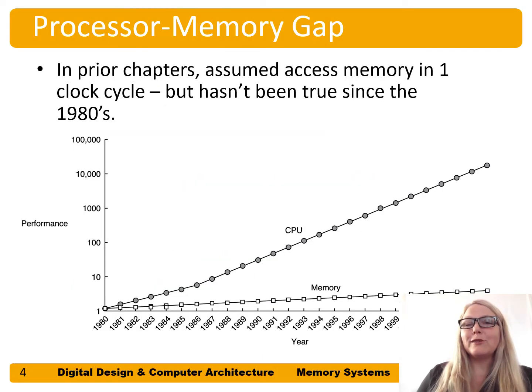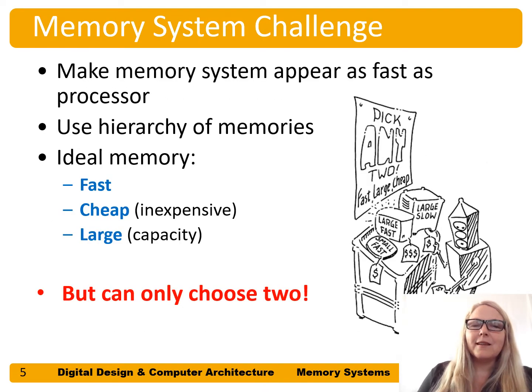In prior chapters, we assumed that we can access memory in one processor clock cycle, but that really hasn't been true since the 1980s. You can see this graph here with performance on the left shown in a log scale. CPU performance has grown at a much higher rate than the memory system, and so now there's what we call the processor-memory gap. It takes many processor clock cycles to access memory. So the challenge is to make memory appear as if it's as fast as the processor.